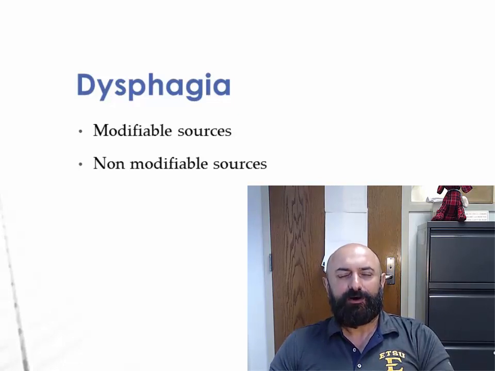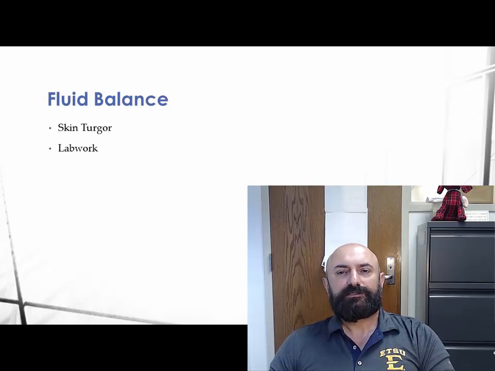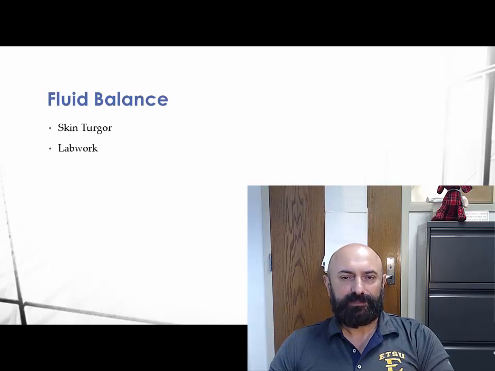So when we talk about fluid balance in the elderly, how do we evaluate it? Traditional methods such as turgor are not reliable. You have better results, or a better picture, when you are evaluating the laboratory workup. To do that, you can look at hematocrit or hemoglobin ratios, BUN, and creatinine.